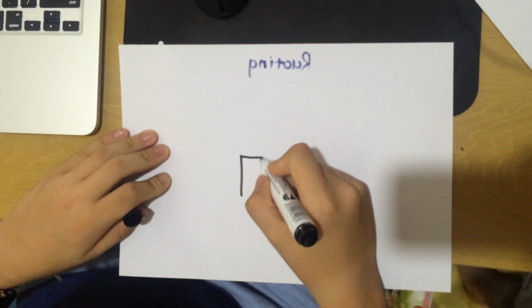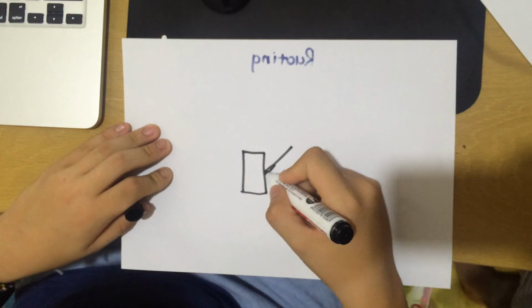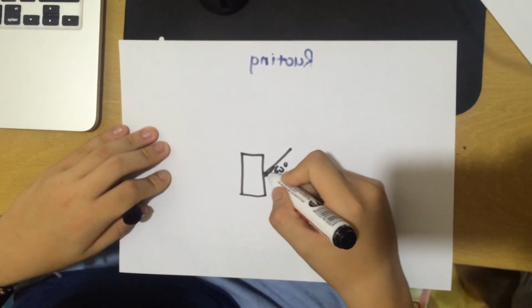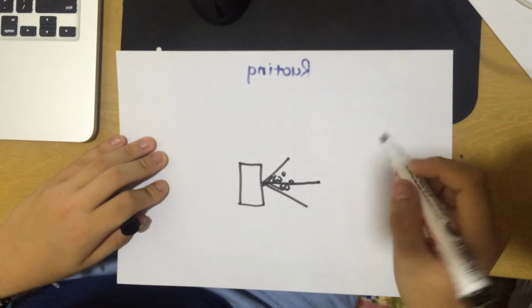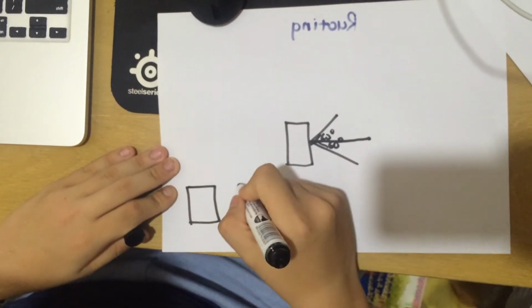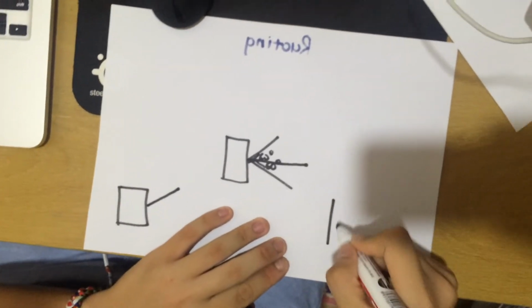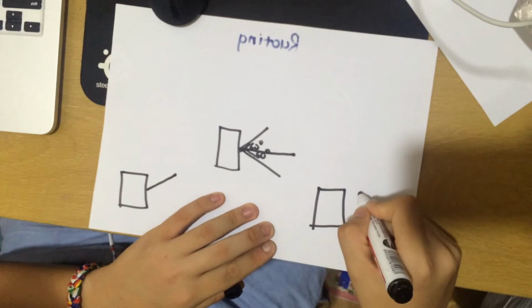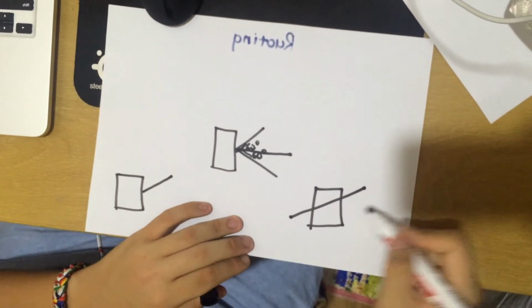So this is when the light is reflected by an object and it goes in and comes out at the same angle, 60 degrees. And this is when the light is being absorbed by an object. It goes in but doesn't come out. And for the last one, the light transmits through the object.